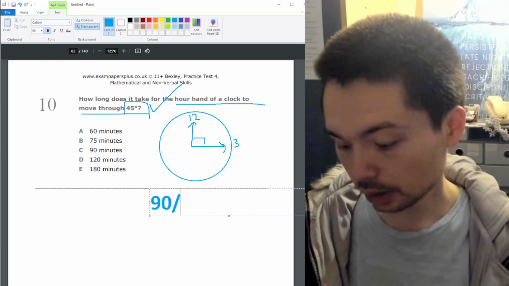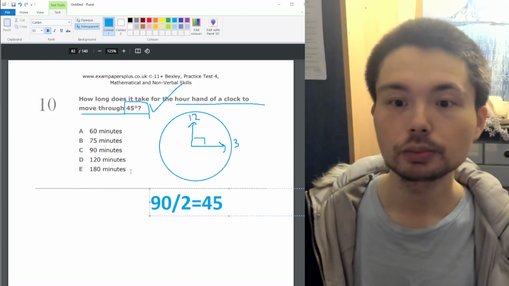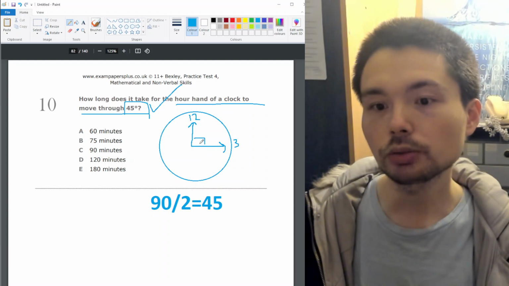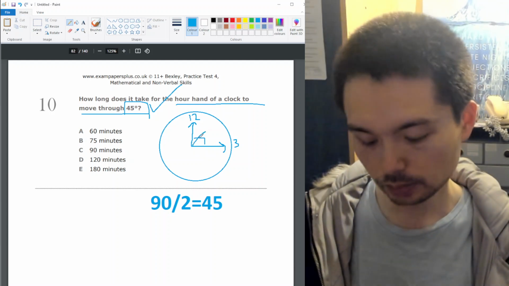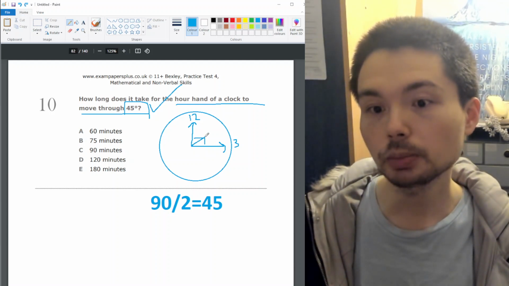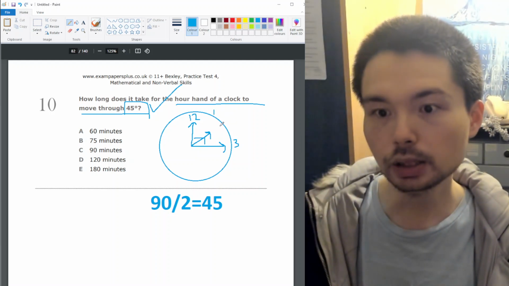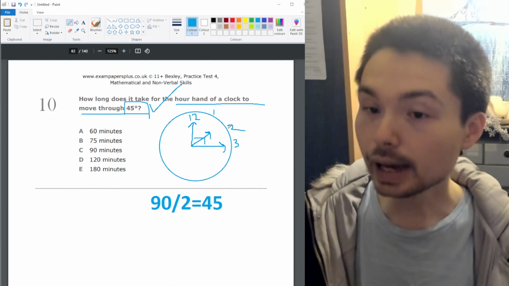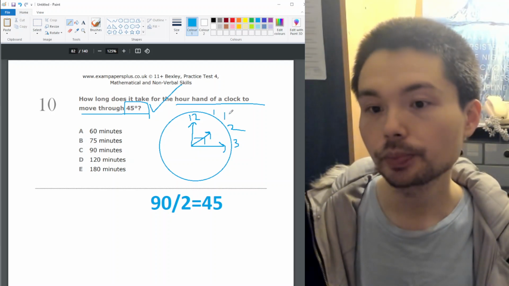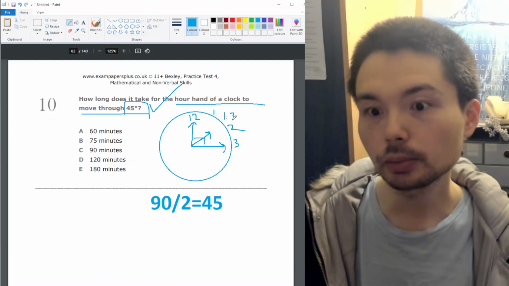If you didn't know that, just write it with me. So I'm going to turn 45 degrees, which is halfway. Why is he saying this? Because what's halfway between 12 o'clock and 3 o'clock? It is somewhere here. Well, 1 is here, 2 is there, so this is 1:30. So 1 hour 30.